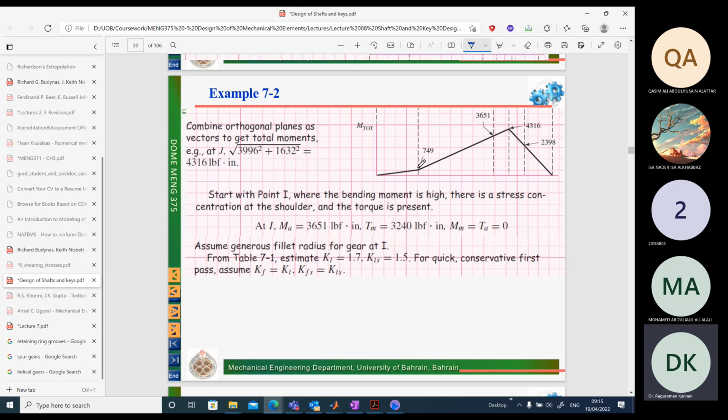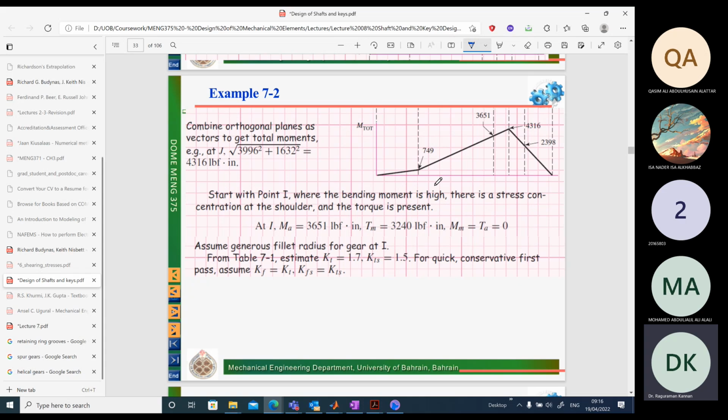Why do we need the resultant bending moment? Since it is a circular shaft, we can get the resultant moment and then use that resultant moment to calculate our stresses. So here we can see at each point what the resultant moment is, and we can use these values to estimate what the diameter of the shaft should be.